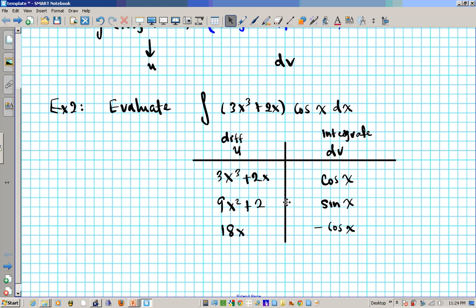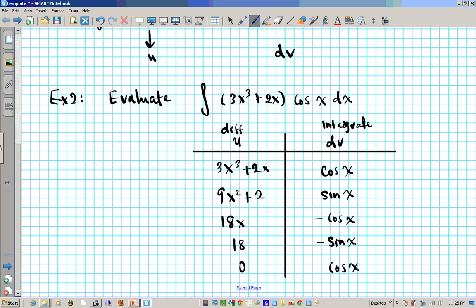And then keep on going. Let's make this a little bit longer. When you differentiate 18x, you end up with 18. And then the antiderivative of negative cosine x is negative sine x. Keep going until this is 0. So when you differentiate this, this is 0. And then the antiderivative of negative sine x is cosine x. So there you have it, your tabular integration column.